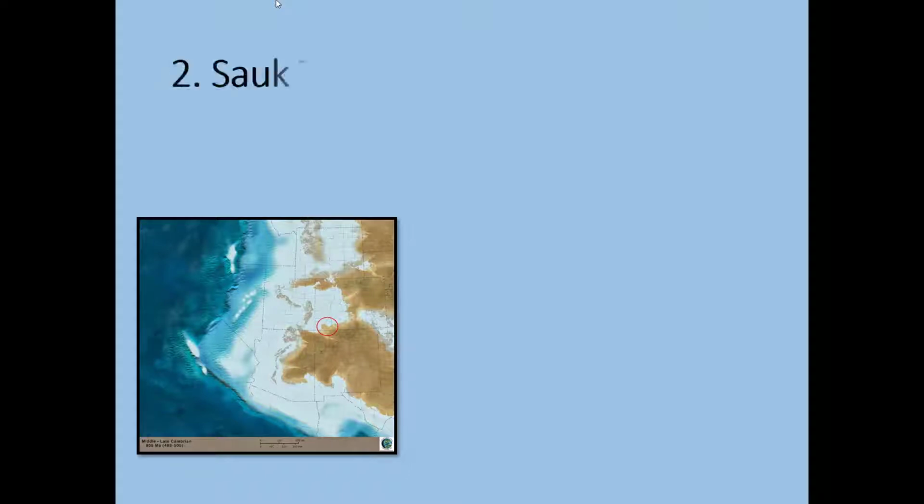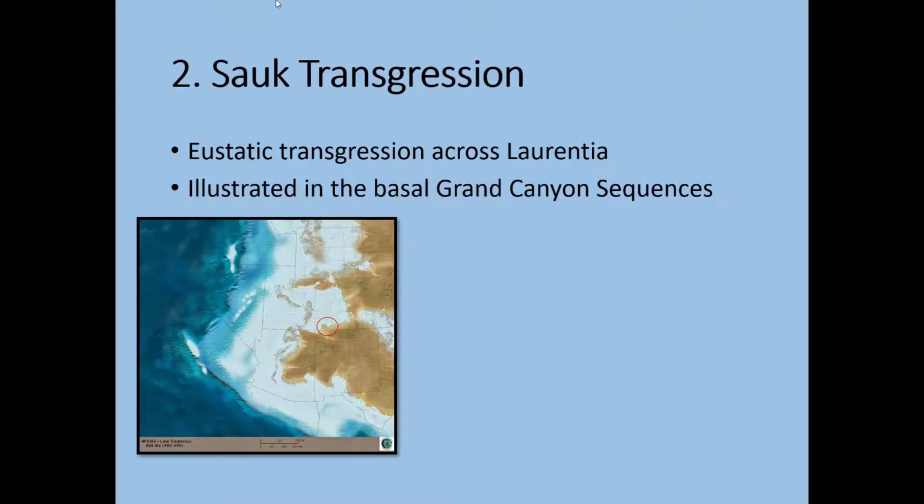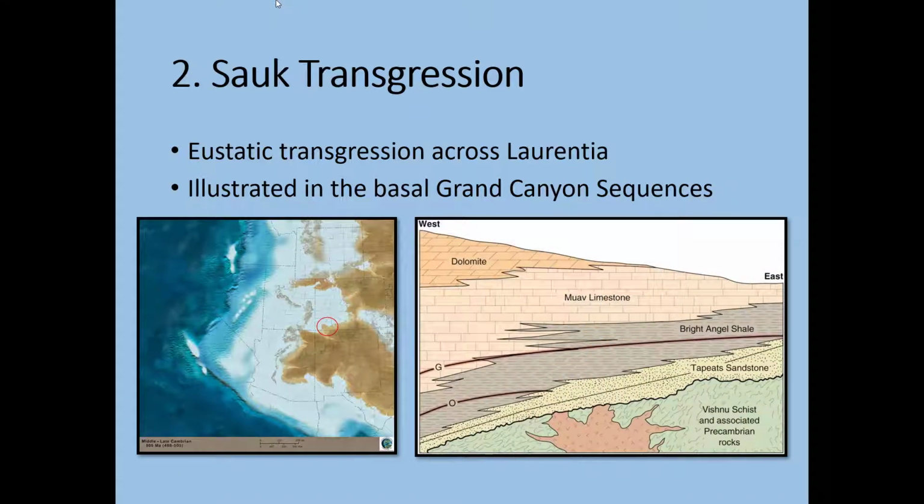Next, we're going to talk about the Sauk transgression. So the Sauk transgression is a eustatic, or global, transgression across Laurentia. And it's recorded when we look at some of the basal units of the Grand Canyon. So you'll be doing a little exercise after this lecture on the Grand Canyon.